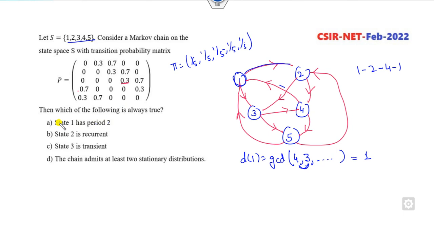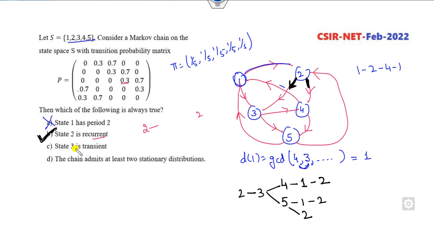Now is state 2 recurrent or not? What is the meaning of recurrent? If you start from 2, can you come back to 2 again? So 2 can move on this side, 2 can move on this side. If I move on this side, is it possible to come back to 2? So I can go 2 to 3, then from 3 I can go to 4 or 3 to 5. If I go from 4, I can come back to 1 and then 1 to 2, fine. If I go from 3 to 5, then 5 to 1 and then 1 to 2 as well. Or otherwise, I can go 5 to 2 directly. So in each path, I can start from 2 and come back to 2 again. So what is the meaning of that? It is recurrent, correct.